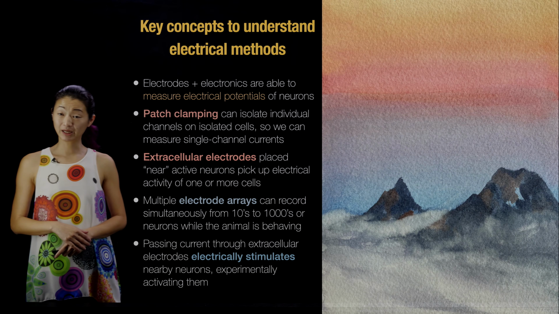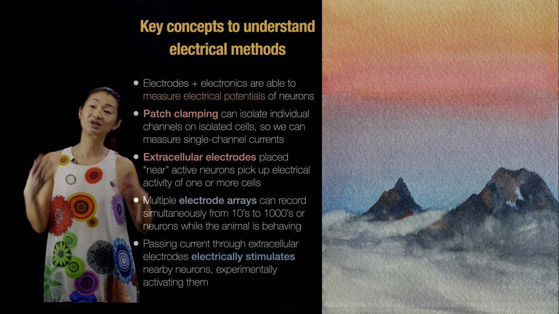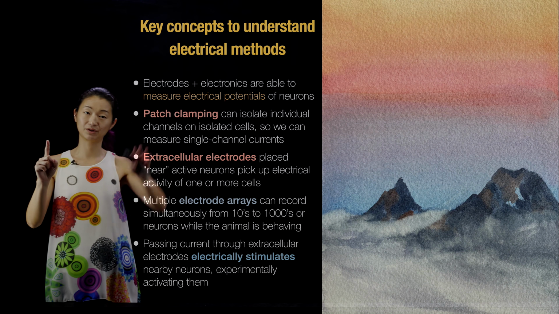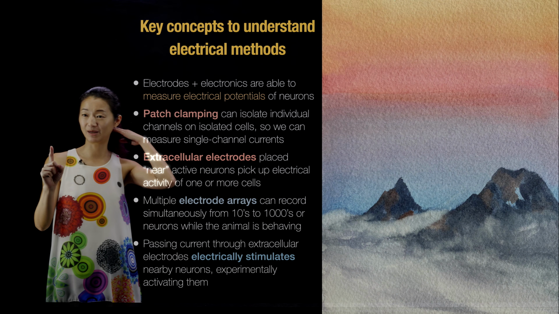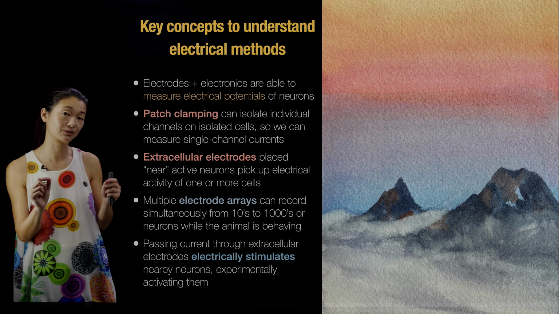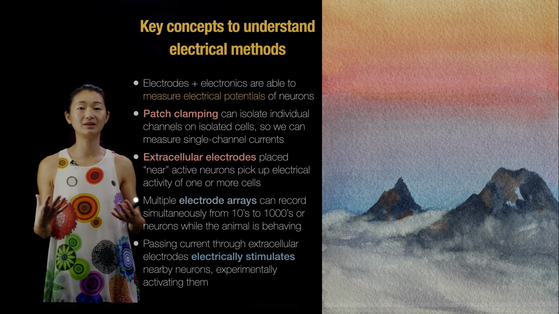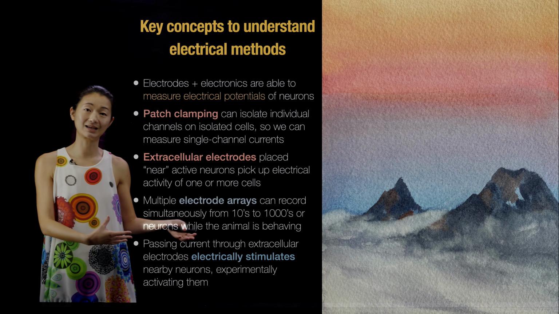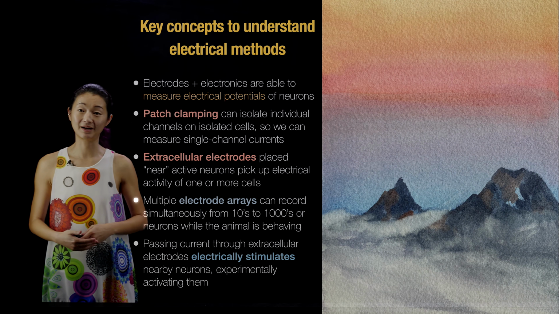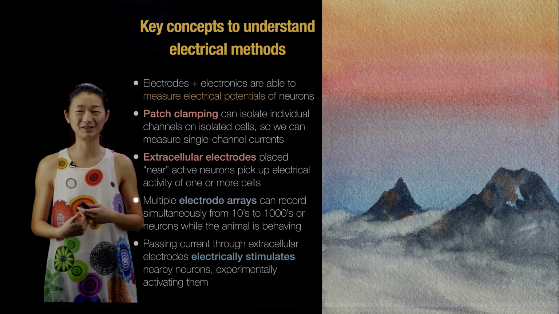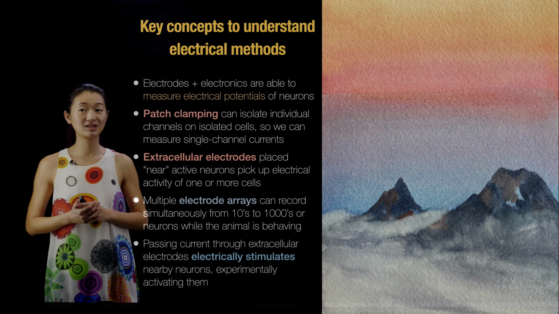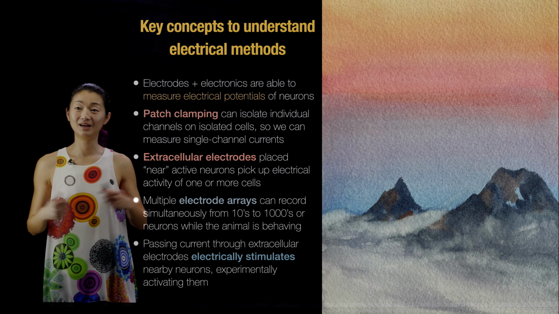And with the same electrodes, it is often possible, instead of just listening, to pass current through them, either through neighboring ones or through one electrode and then having the ground be somewhere else. Sometimes there's a scalp electrode that you put into the back of the neck, for example. If you pass current through those electrodes, you can electrically stimulate nearby neurons and experimentally activate them. This can be used for experimental reasons as well as therapeutic reasons in clinical contexts. That's going to be the subject of a future lecture in a little bit. So these are the key concepts. And next, we're going to talk about optical methods of measuring the brain.